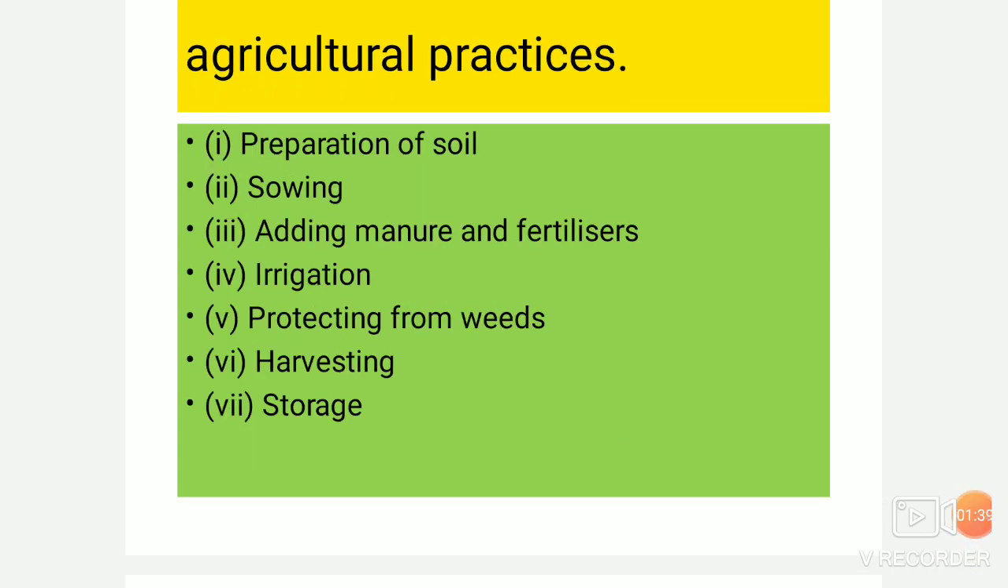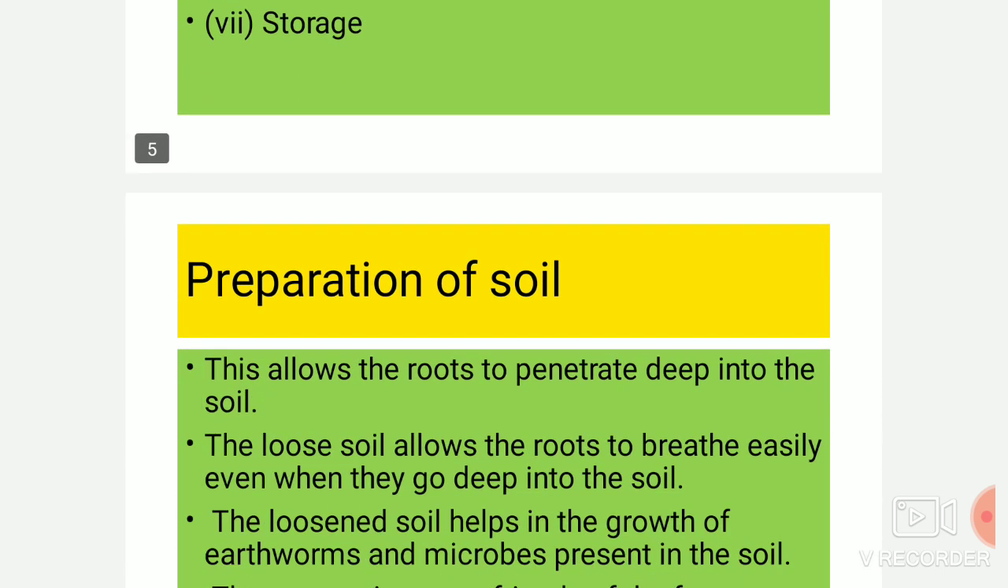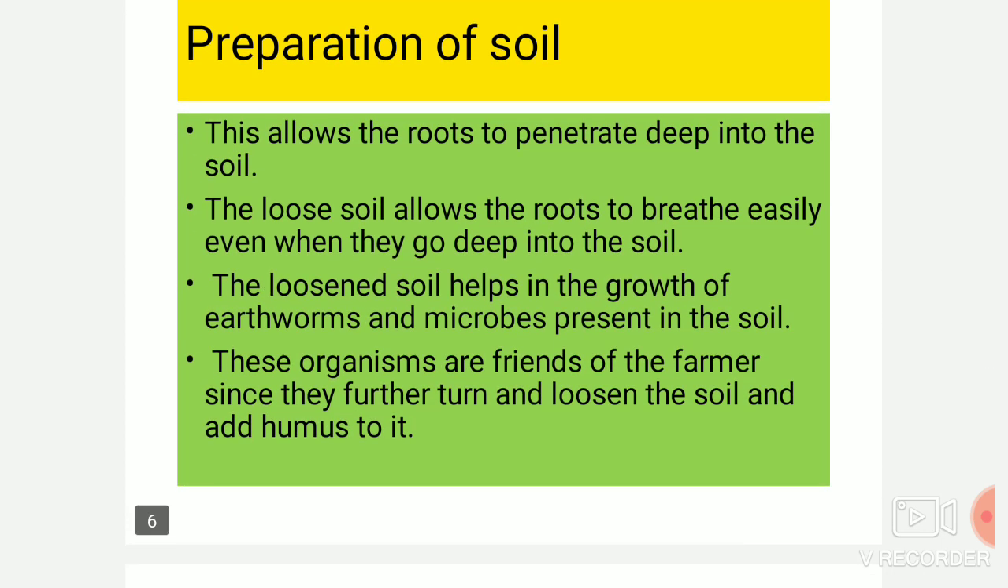Agricultural practices: soil preparation, sowing, adding manure and fertilizer, irrigation, protecting from weeds, harvesting and storage. So these are the agricultural practices which are done while growing the crops. First one is preparation of soil. Why do we do the preparation of soil? What is the requirement? The requirement is that this allows the root to penetrate deep into the soil.